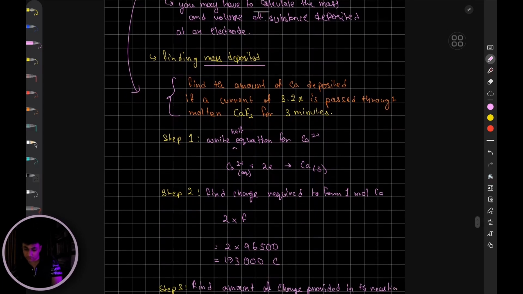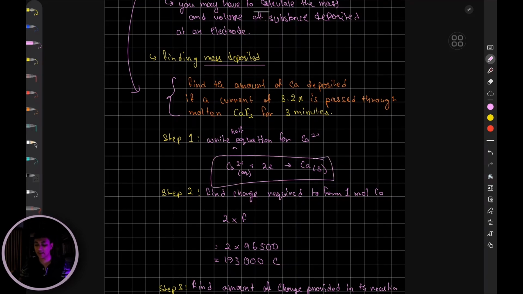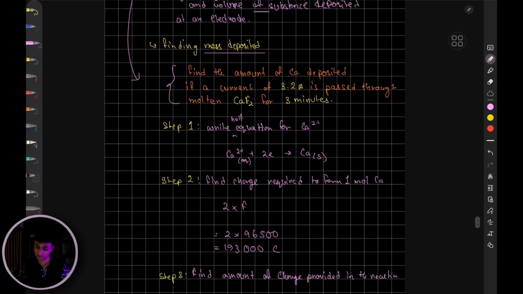Okay, so step one, what you're going to do is write the half equation for calcium ions. That is what's happening at the cathode, because reduction is going to take place. Oh, by the way, why is it molten in this case? Because if it was aqueous, H plus would actually be discharged because its electrode potential is 0, whereas calcium has a more negative electrode potential, which is why you need molten.